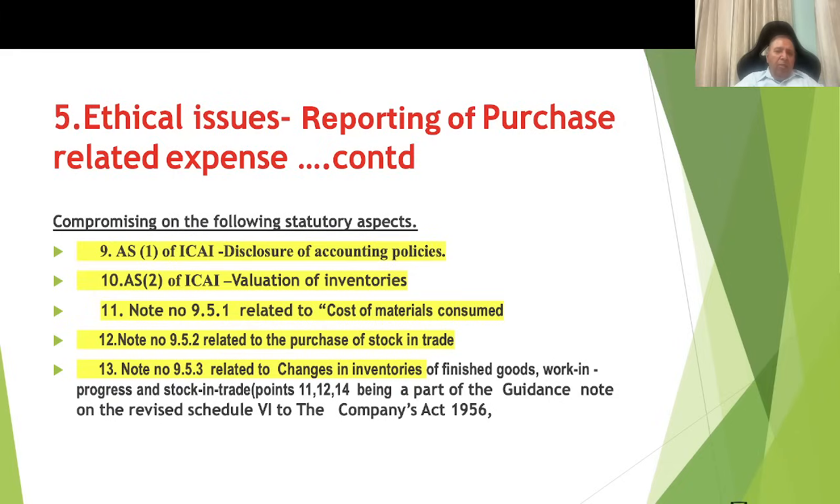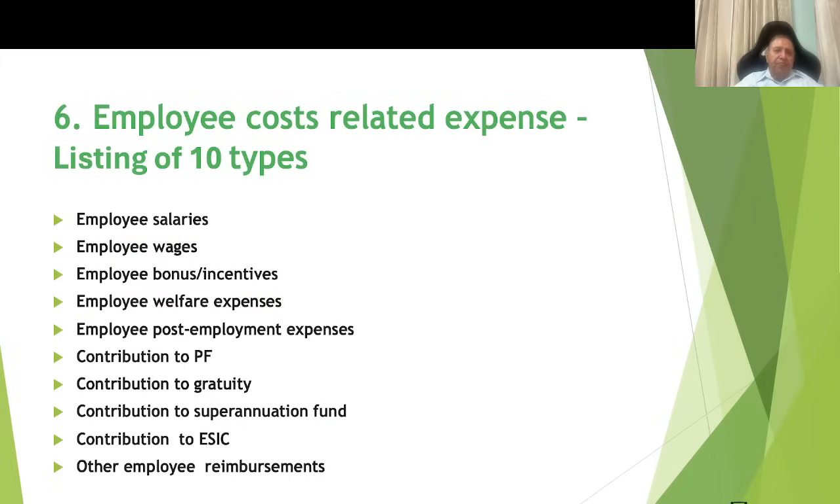There is a note number 9.5.1 related to the cost of materials consumed. This is based on the part of the guidance note on the revised Schedule 6 of the Companies Act 1956, which elaborates the requirement to be complied with while making this compilation of the cost of materials. Similarly, note number 9.5.2 related to the purchase of stock in trade, and note number 9.5.3 related to the changes in inventories of finished goods, work in process, and stock in trade. So you can refer to this guidance note to the revised Schedule 6 to the Companies Act 1956.